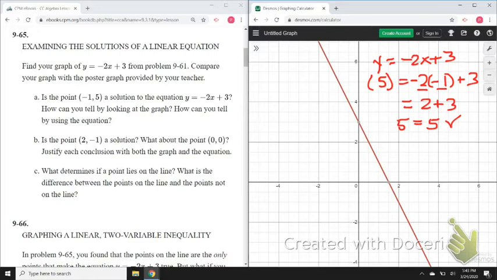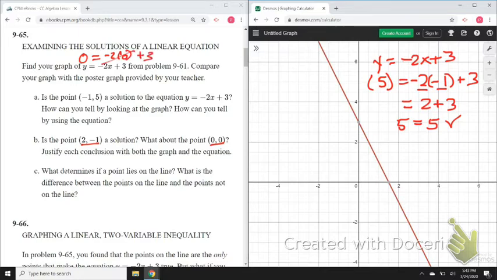You will be able to do this on your own if you want to check your work algebraically using the equation. Go ahead and substitute 2 for x, negative 1 for y, and see if the left side equals the right side, and then you can do the same thing for 0, 0. 0, 0 is actually really quick and easy to check, right? Because if you plug in a 0, negative 2 times 0 is going to be 0, plus 3.